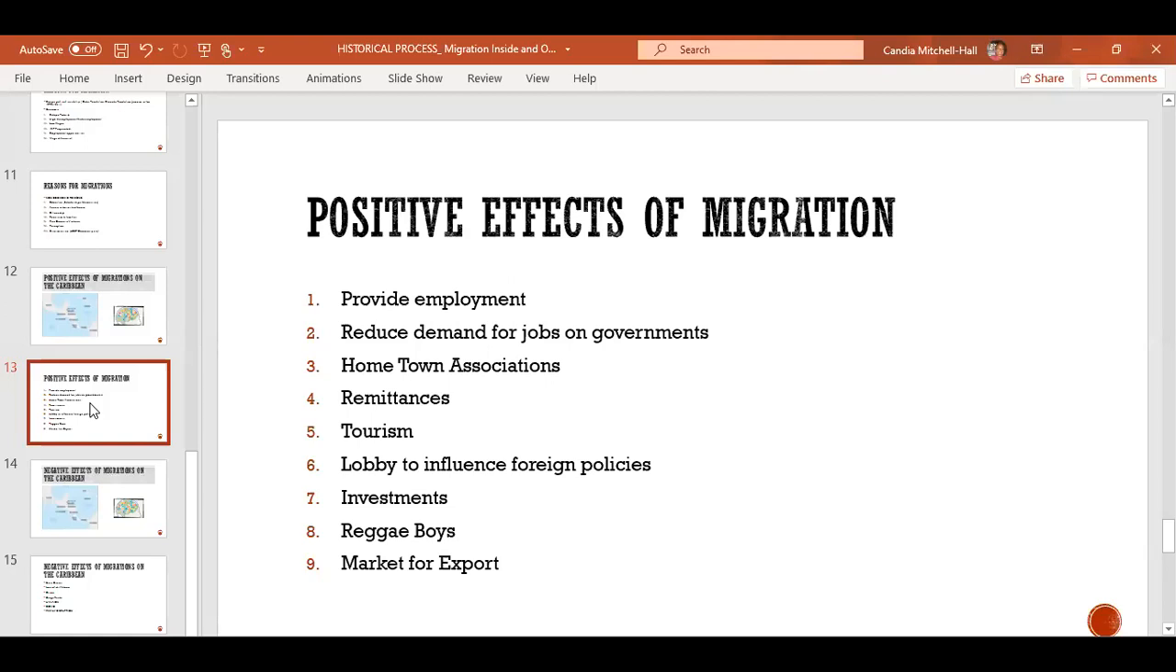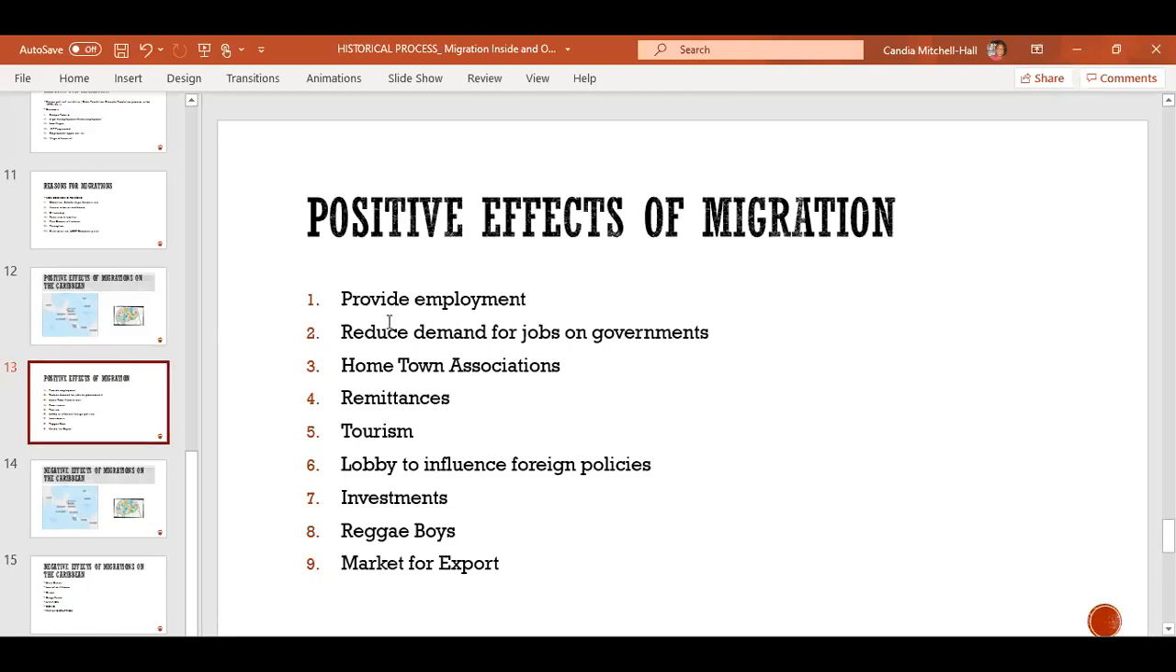So once you leave, it could be a positive effect for your country of origin, although sometimes we see it as a negative, but it can also be a positive effect. For example, if you have a group of people working as secretaries, once they leave their position and go abroad, they're going to need people to fill the position. So that provides employment for them.